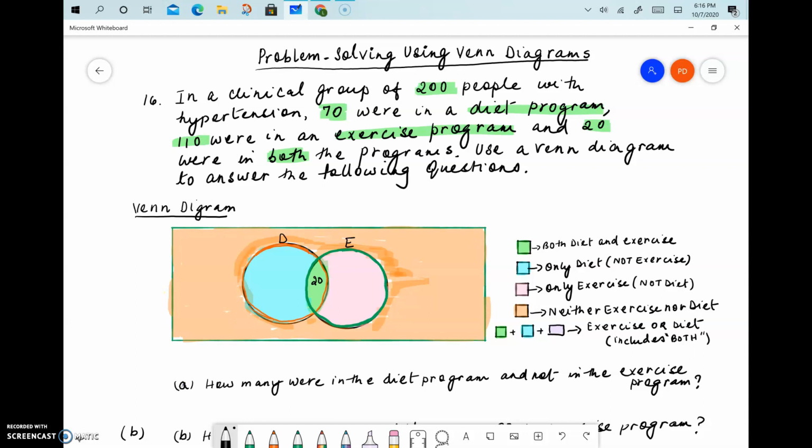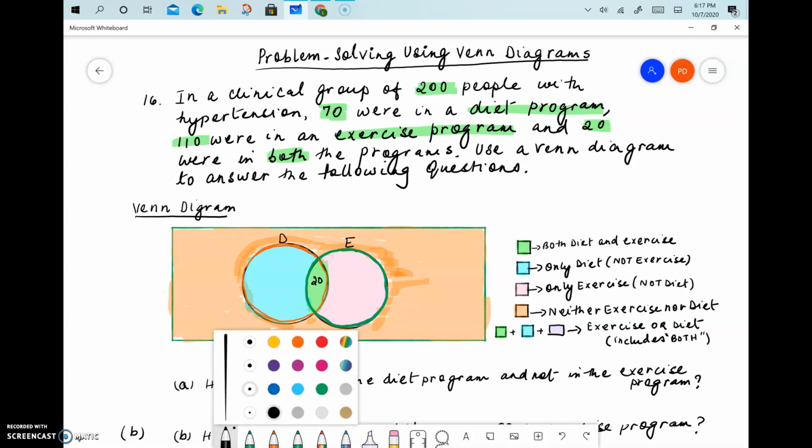The blue region in the Venn diagram is the people who were only in the diet program. The pink region is people who were only in the exercise program. And the orange, which is outside the two circles, is the people who are neither in the exercise program nor in the diet program. So let's put the numbers into these various regions.